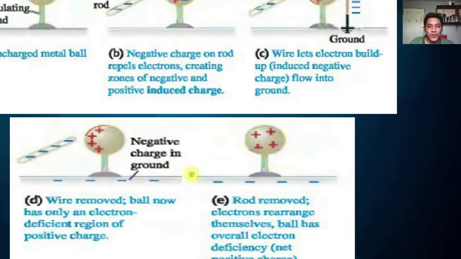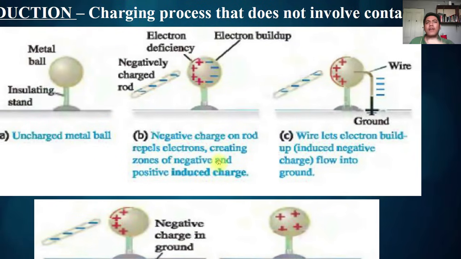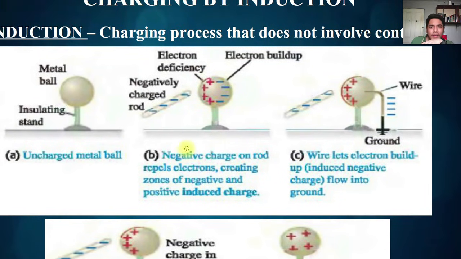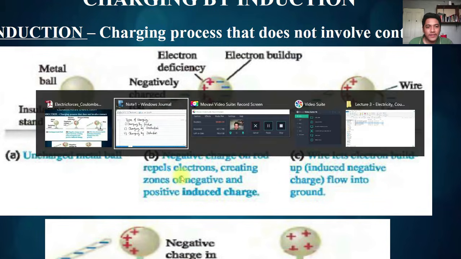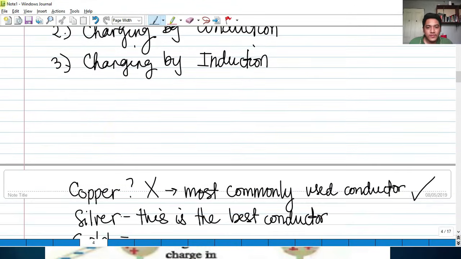Okay, so I have a question. What will happen if we replace this negatively charged rod with a positively charged rod? Let me give you a second to think. If we replace this negatively charged rod with a positively charged rod, what will happen?